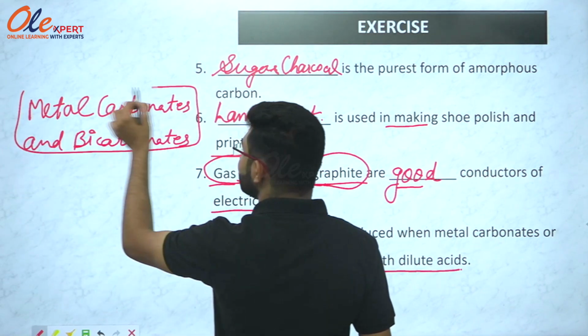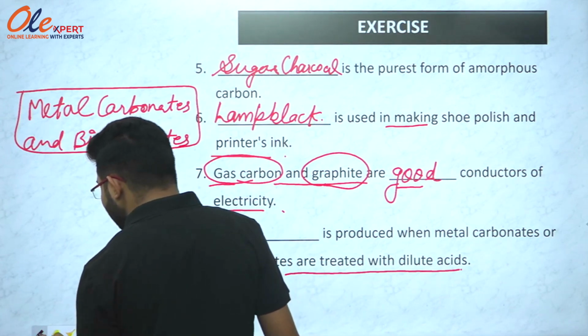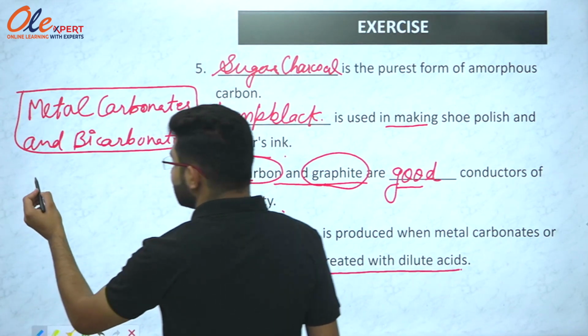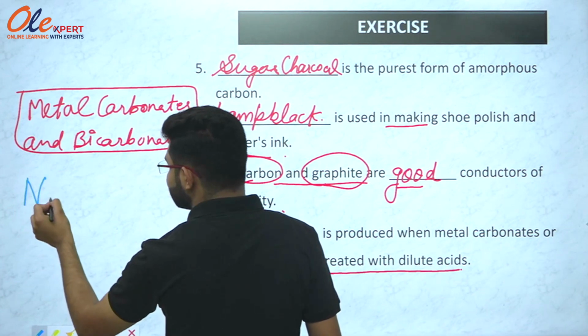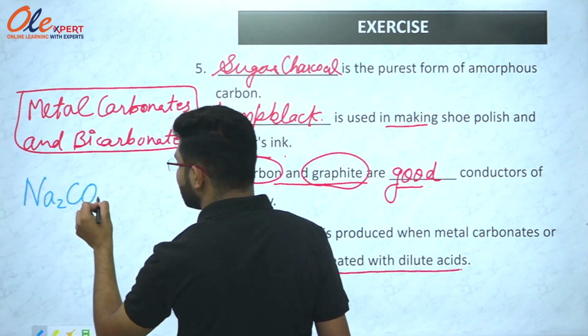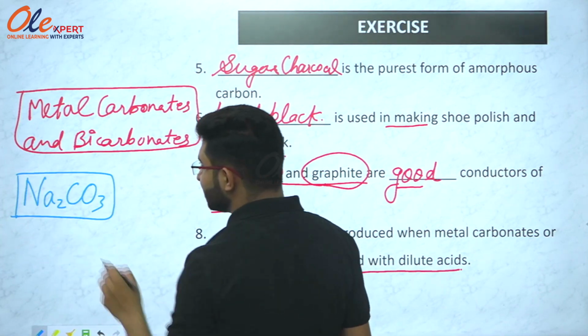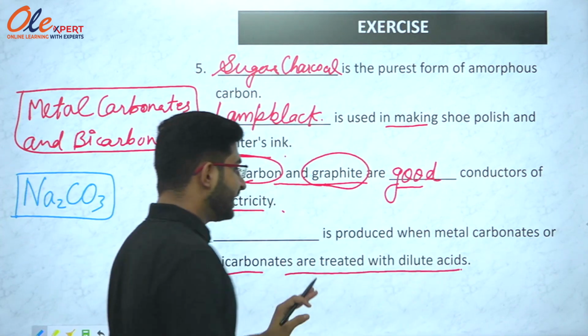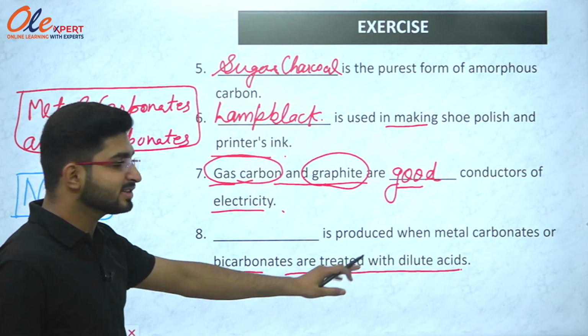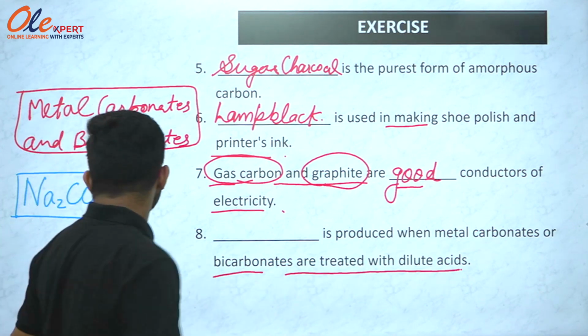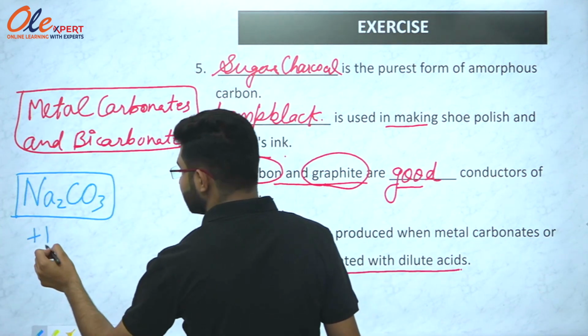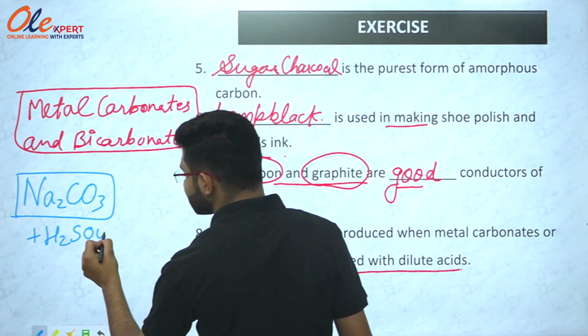Okay, so firstly we are going to talk about metal carbonates. We have an example, that is Na2CO3. This is a metal carbonate, that is sodium carbonate, and when we are heating or just treating them with dilute acid, we can write here H2SO4. This is the dilute acid.